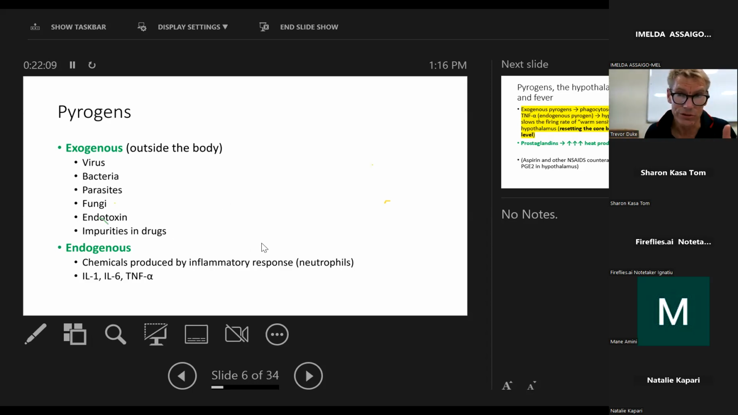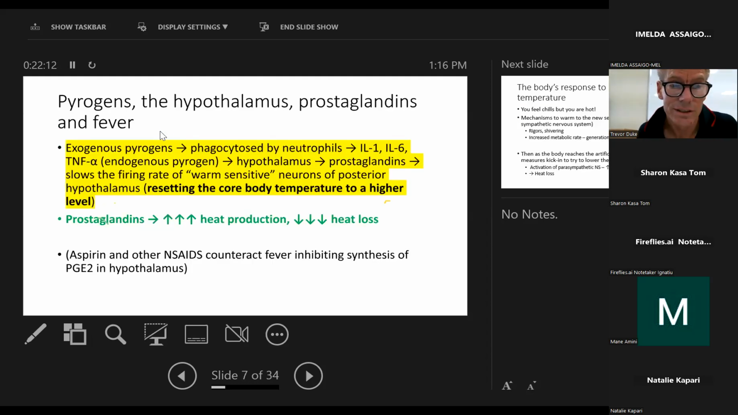They're the interleukins, right? So these exogenous pyrogens, remember I said the viruses, they get phagocytosed by neutrophils, and then you get interleukins being produced, and they act on the hypothalamus, and the hypothalamus then produces prostaglandins. That's what comes from the hypothalamus, and that changes the set body temperature to a higher level. So it might change it to 39 or 40 degrees, and then those prostaglandins cause the body to increase heat production and to decrease heat loss by the autonomic nervous system responses that I mentioned before.